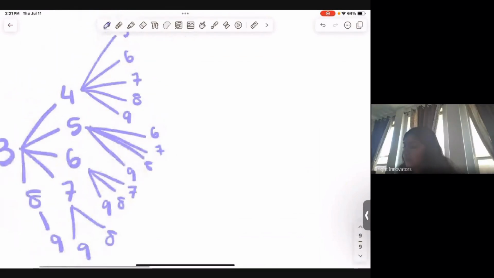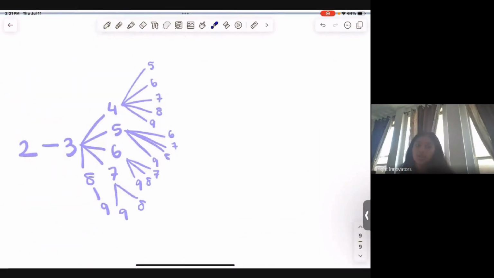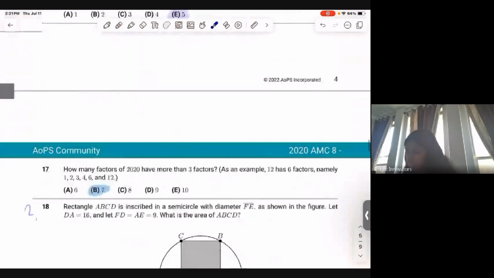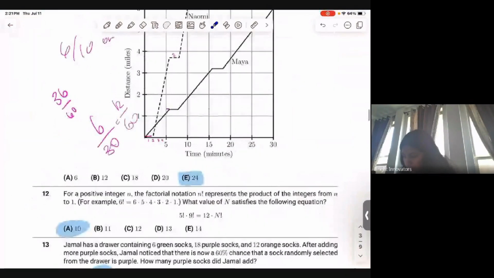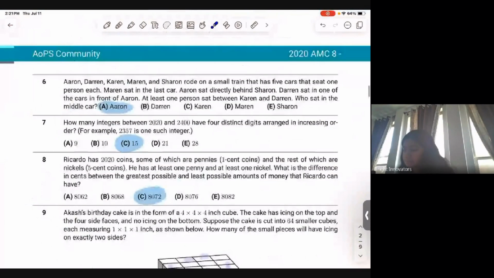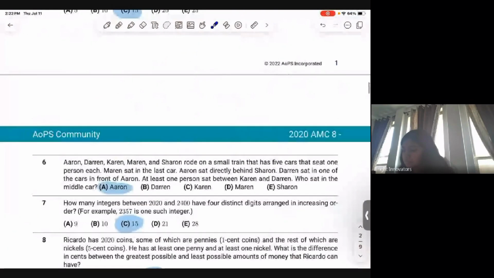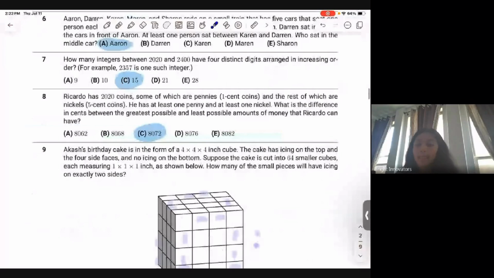And then if you count all of the end possibilities, that would be 1, 2, 3, 4, 5, 6, 7, 8, 9, 10, 11, 12, 13, 14, and 15. So the answer for that one is going to be C, 15. Okay.